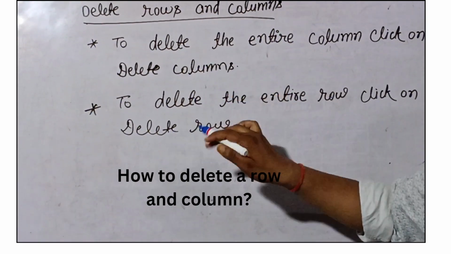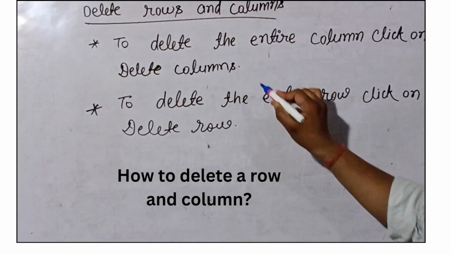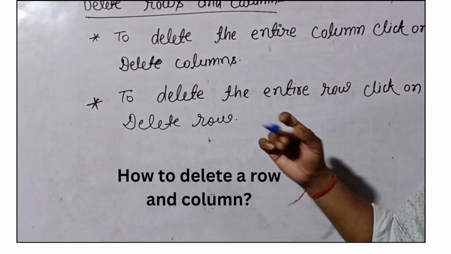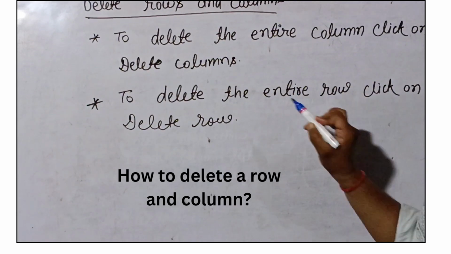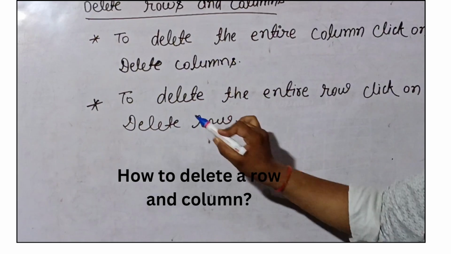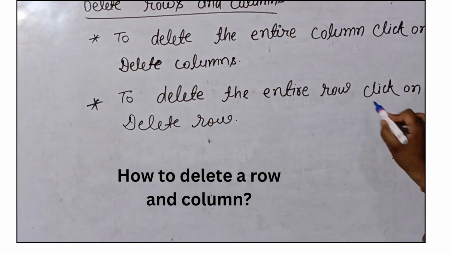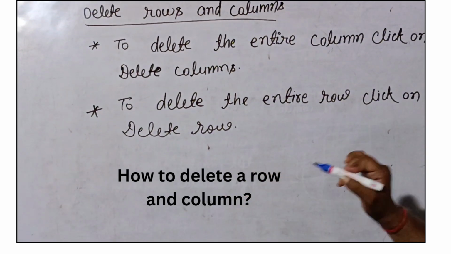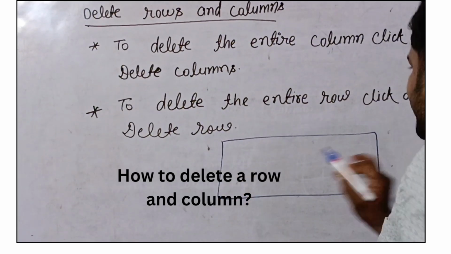Here we are going to learn how to delete a row and columns. These are the steps to delete a row and columns. First, if you want to delete a column, you need to just click on the entire column which you want to delete and click on delete columns. Next, if you want to delete a row, you select the entire row which you want to delete and click on delete row.